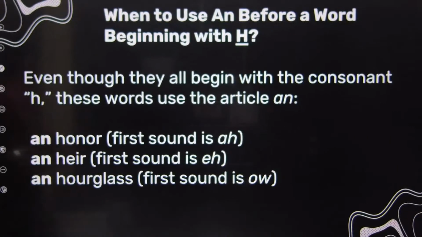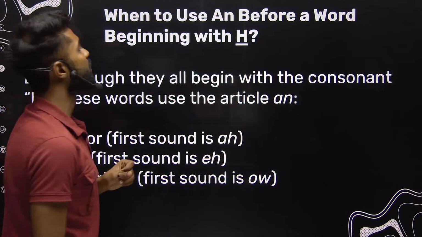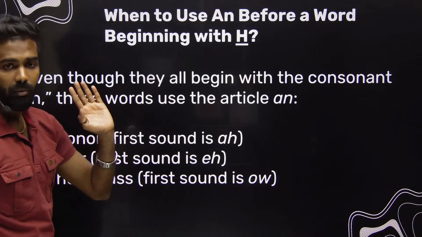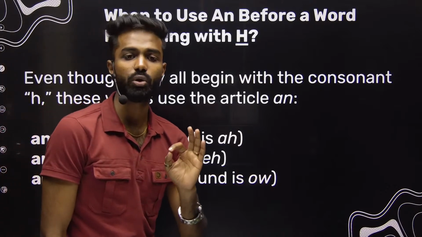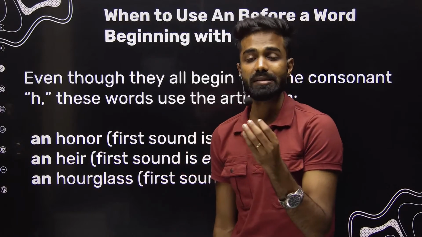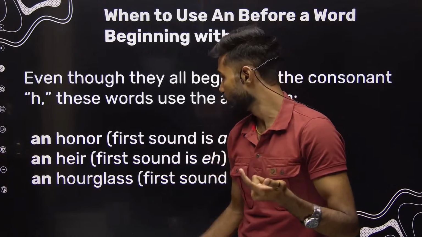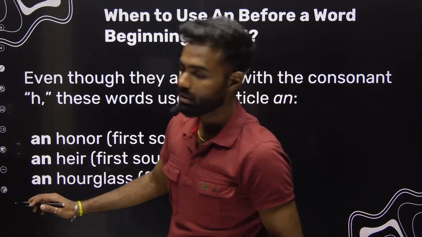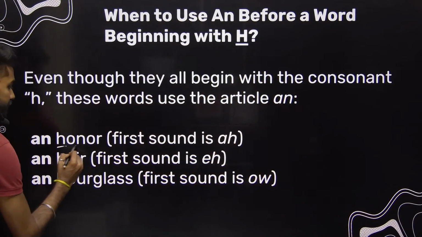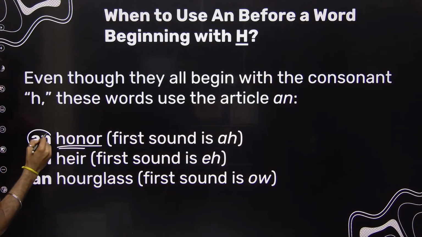So let us move to the next one. When to use "an" before a word beginning with H, okay? Now we are going to look at some consonant-starting letters, words which will have "an" before them. For example, "honor". Even though H is there, why am I using "an"?